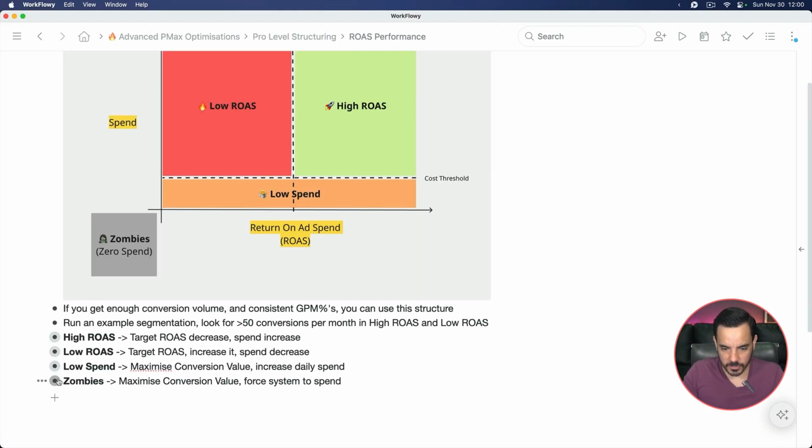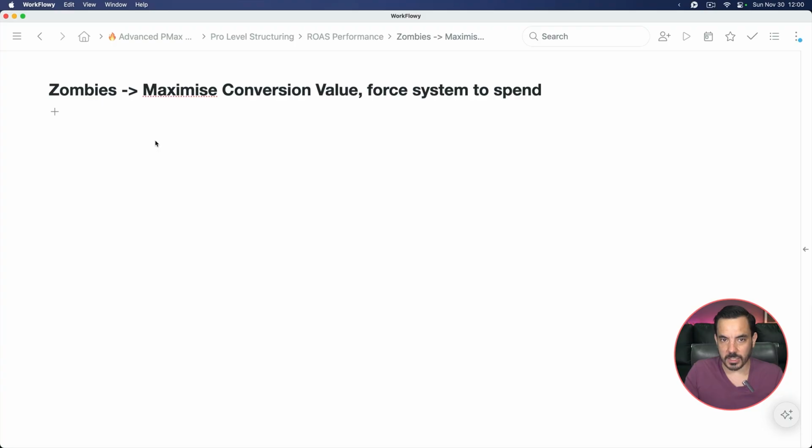A similar approach applies for zombies: no target ROAS in this campaign, just run them as a maximize conversion value campaign. This will force the system to spend on these products, and you will actually find that some of them might become winners. Some of them might go into the low ROAS product campaign, or they may go into the high ROAS one.